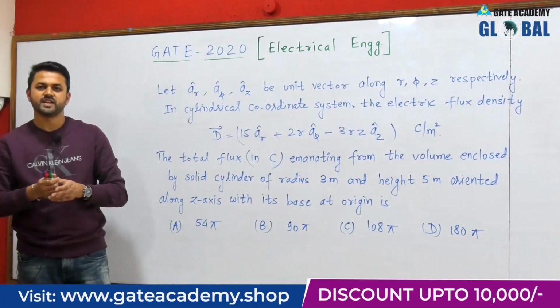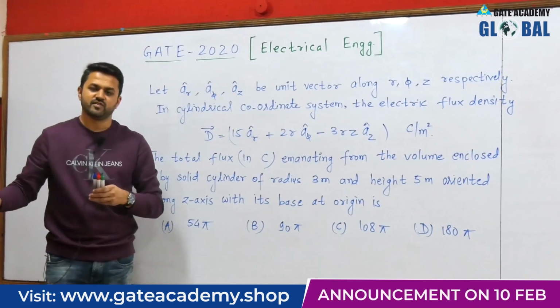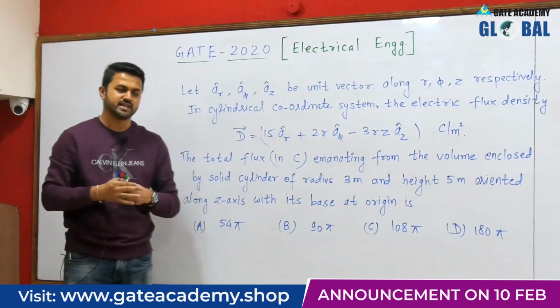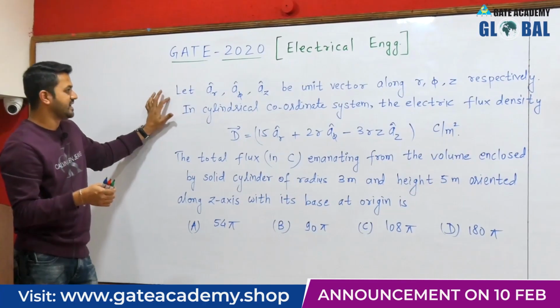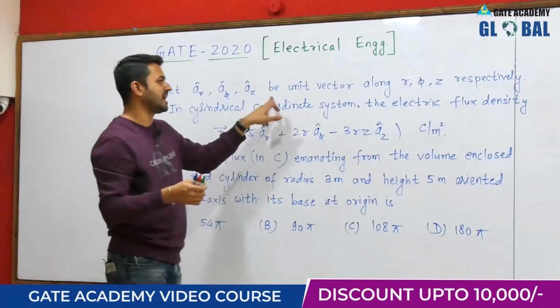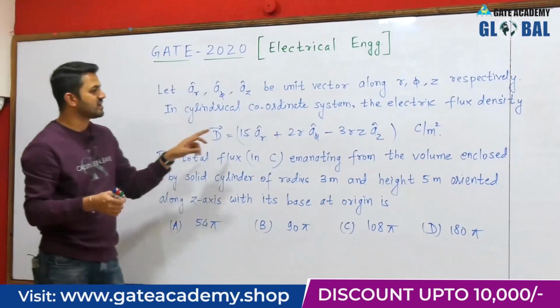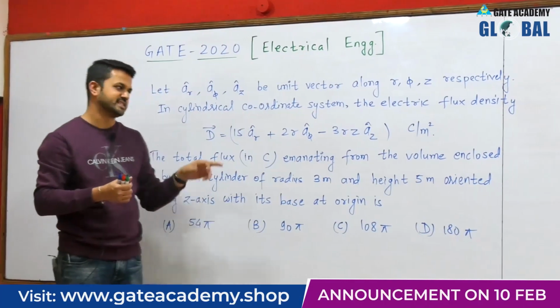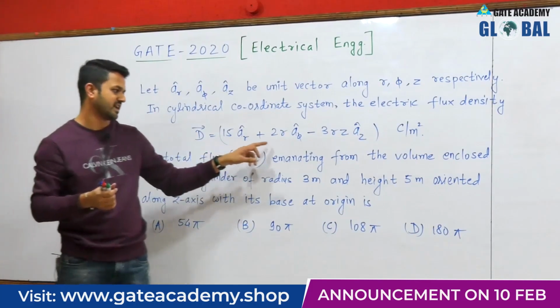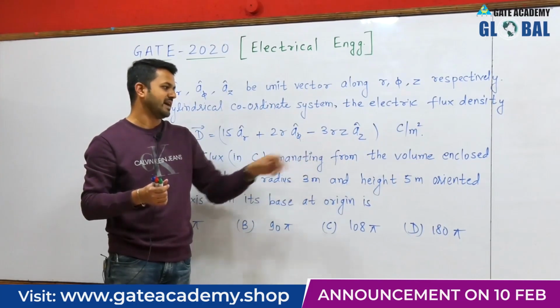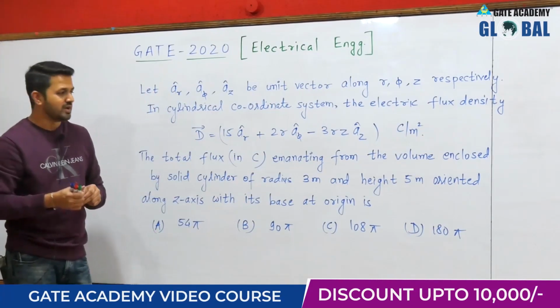So GATE 2020 Electrical Engineering, we have one question from the EMT, and that question is: let a_r cap, a_phi cap and a_z cap be the unit vectors along the r, phi and z direction in the cylindrical coordinate system. The electric flux density is given as vector D equal to 15 a_r cap plus 2r a_phi cap minus 3rz a_z cap coulomb per meter square.